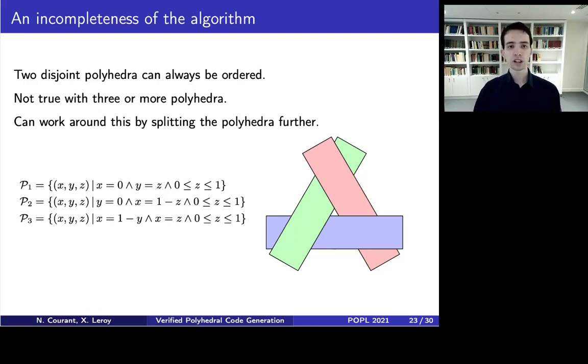We can, however, work around this by splitting the polyhedra further. However, we have not seen in the literature any mention of this incompleteness, and we suspect it has not been noticed before. However, it does not seem to occur in practice, so most polyhedral code generators do not seem to have a problem with this case.